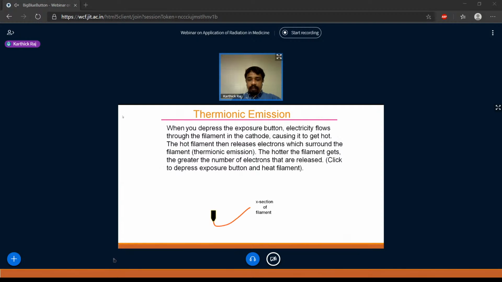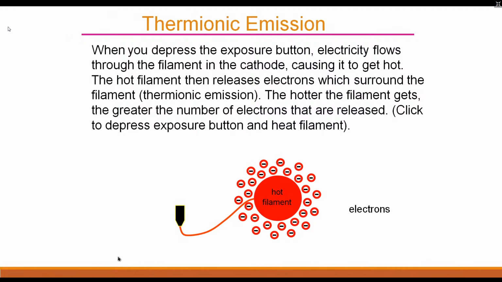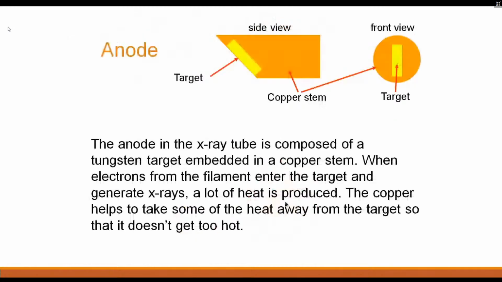Okay, when we give a voltage to the filament, normally electrons are produced, which is thermionic emission. When we heat a filament, it emits electrons. That is the process that helps us produce electrons in the X-ray tube.